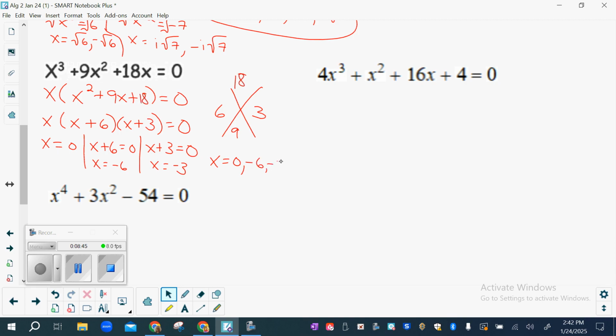We get 0. We have to set that equal to 0 also. So how many answers do you have? 3. What's the degree of your polynomial? It's 3. The highest exponent is your degree. They should always match. We have a theorem in algebra that says that degree is going to be your number of roots. So you should always match there.